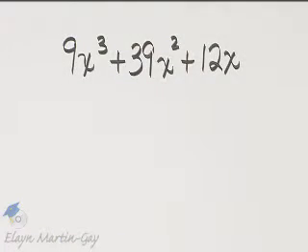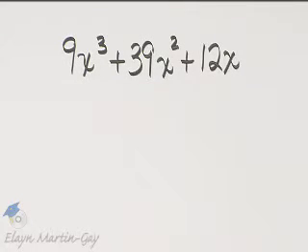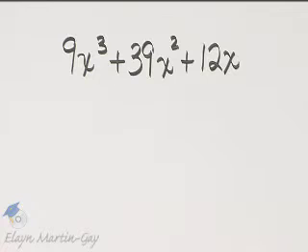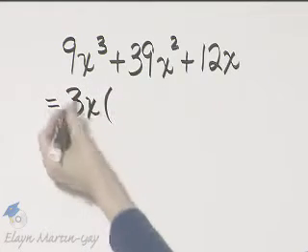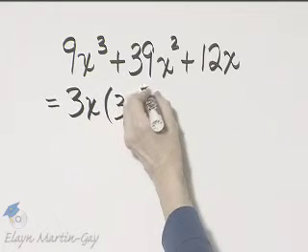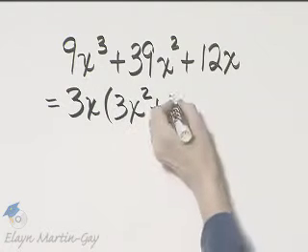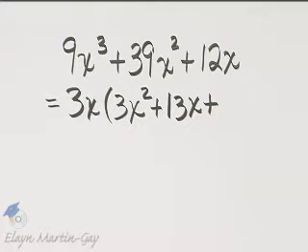Remember your first step for factoring any polynomial? That is to check and see if there's a common factor other than 1 or -1 that can be factored out. Here, notice there's a common factor of 3x. I will factor that out of each term. 9x cubed divided by 3x, that's 3x squared, plus 39x squared divided by 3x, that's 13x, and then plus 12x divided by 3x, that is 4.